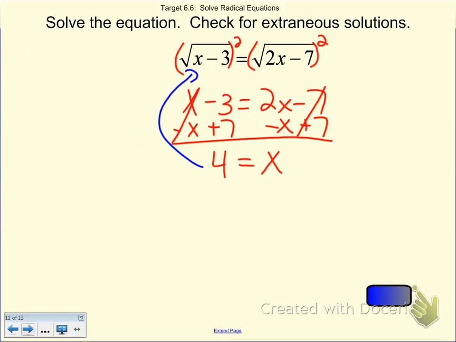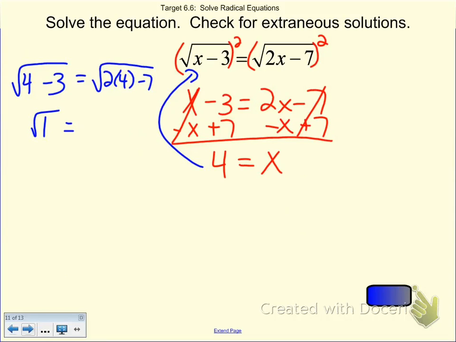So plug it back into the original equation. Square root of 4 minus 3 equals the square root of 2 times 4 minus 7. 4 minus 3 is 1. 2 times 4 is 8. 8 minus 7 is 1. Square root of 1 is 1. Square root of 1 is 1. Does 1 equal 1? Why, yes. Yes, it does. So our original answer of x equals 4 is the correct answer.